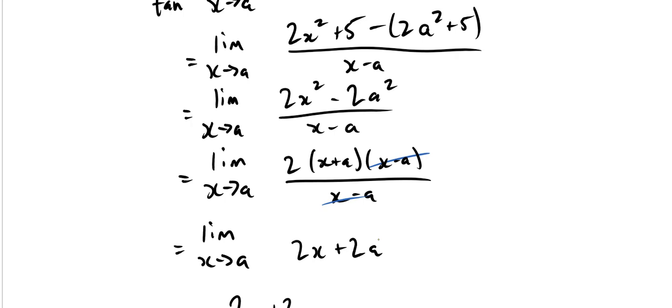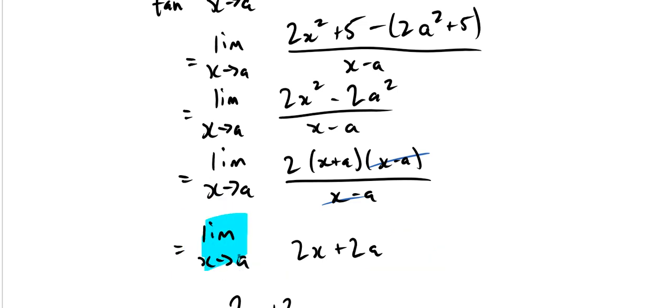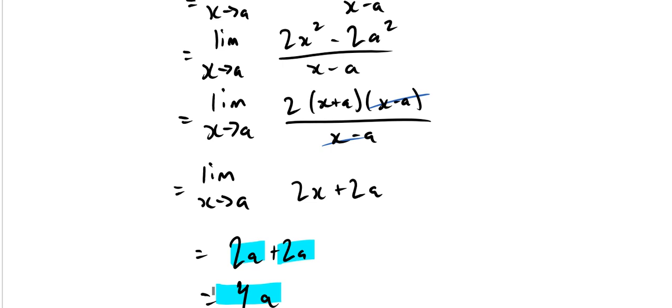And then we rewrite our final line here, the limit as x approaches A of 2x plus 2a. And if I have my limit statement, then I know that I can sub A. Usually this would be a number, and that's where I would sub the 3 in for x. But it's A, so I sub A in for x, and I get 2a plus 2a, which is 4a.